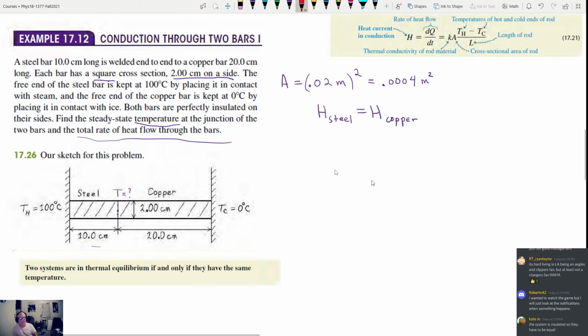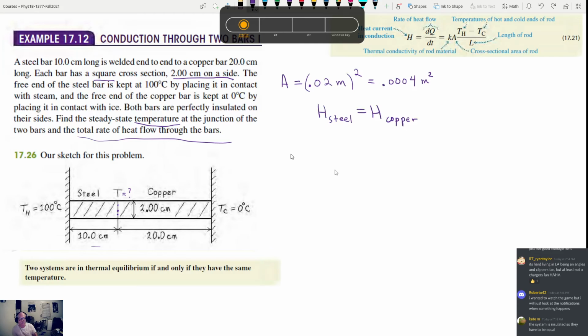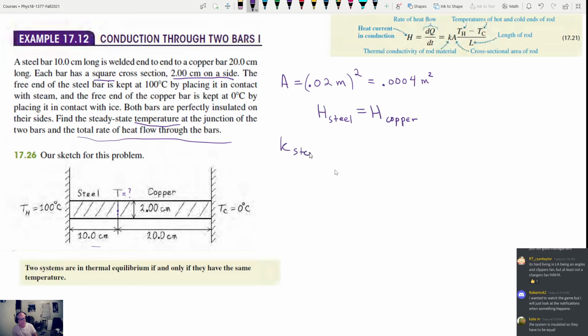Okay, so now we know what we need to do. We need to take our equation here at the top. So we're going to have K steel multiplied by the cross-sectional area, which is the same for both. And then we're going to have T hot for the steel minus T cold for the steel.